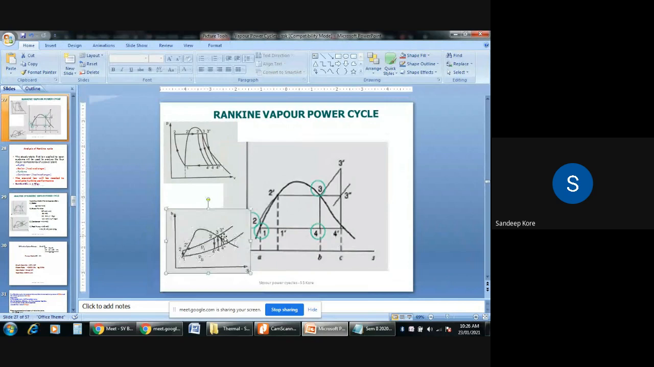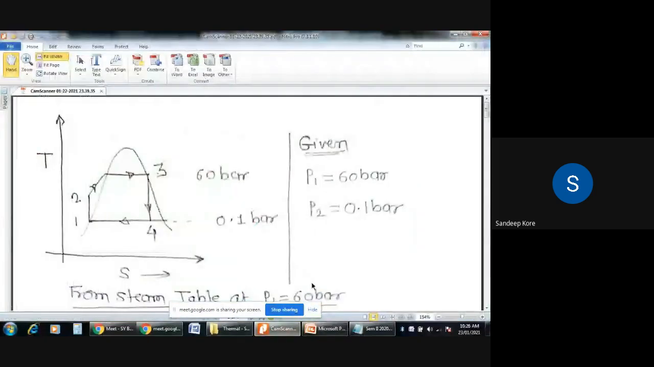So in the first problem, the boiler pressure is given, that is P1 60 bar, and the condenser pressure is given as 0.1 bar, and the steam is dry and saturated at the inlet of the turbine. So find out the Rankine cycle efficiency, the net work, and the specific steam consumption. These are the 3 things we have to find out.